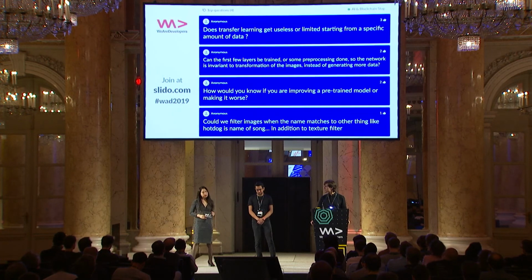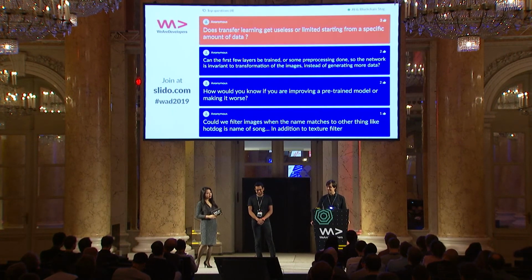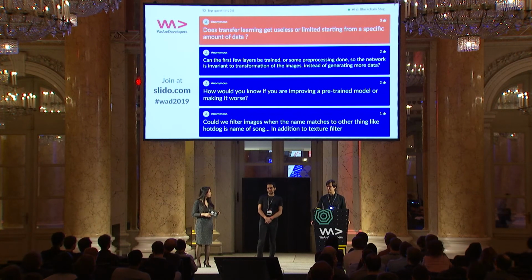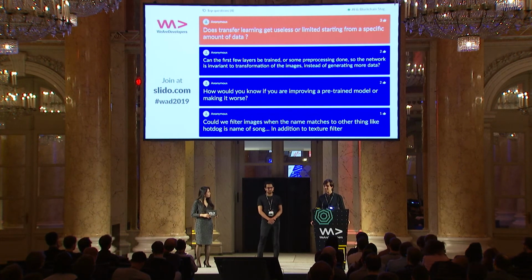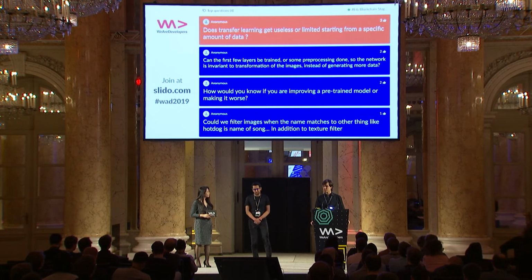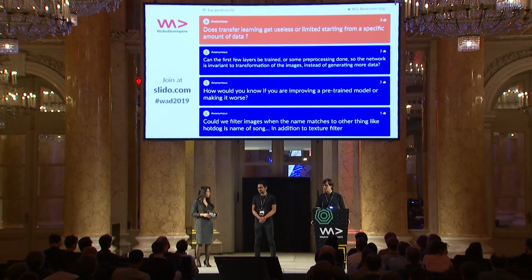Okay. So the next one up, does transfer learning get useless or limited starting from a specific amount of data? Well, kind of, yes. If you have really too little data, then it's probably better to use a very simple network. Then I would not go with transfer learning. Otherwise, if you have a decent amount of images, for example about 500 to 1,000 images, then transfer learning is definitely the way to go.